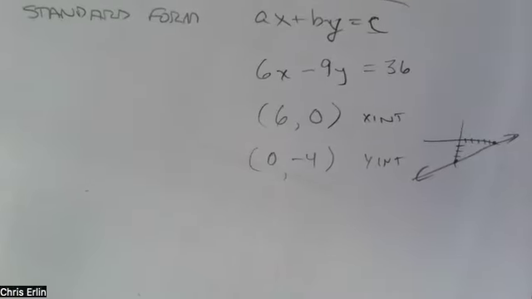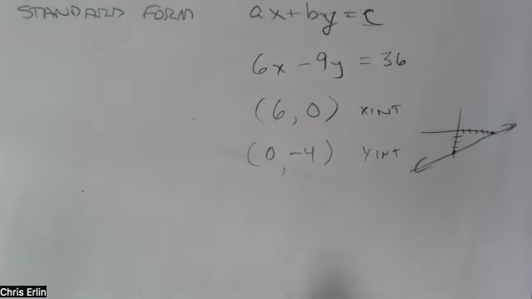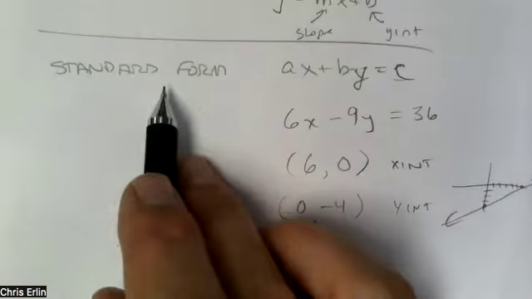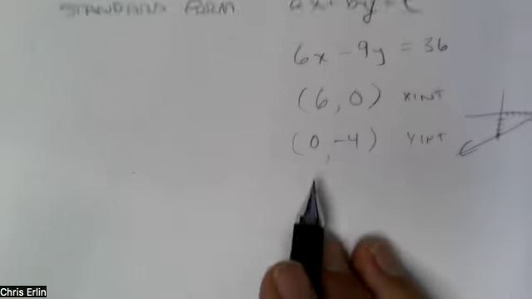Oftentimes you can create a transition. In other words, change the standard form into slope-intercept to get that view as well.